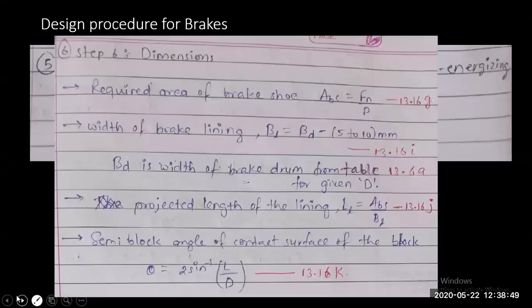And step 6, the last step, is finding out the dimensions. Once you find out that the brake can be used, in that case you find out the key dimensions. That is the width of the brake lining or sheave diameter, and even the length of the links, all those things. Finding out the dimensions.